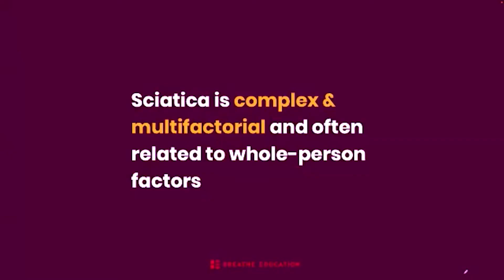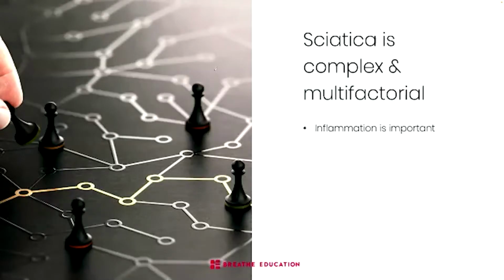All right. Well, it turns out that sciatica, also known as leg pain, that comes from the back, is not a straightforward thing. It's complex and multifactorial, and it's often related to whole person factors, not just a bit of something pressing on a nerve in the back, although that can be part of it. All right, so sciatica is complex and multifactorial. Inflammation is pretty much required. If you want to have sciatica, you've got to have some kind of inflammation. And you can have peripheral or central sensitization of the nervous system. We're going to spend a minute talking about what that is.